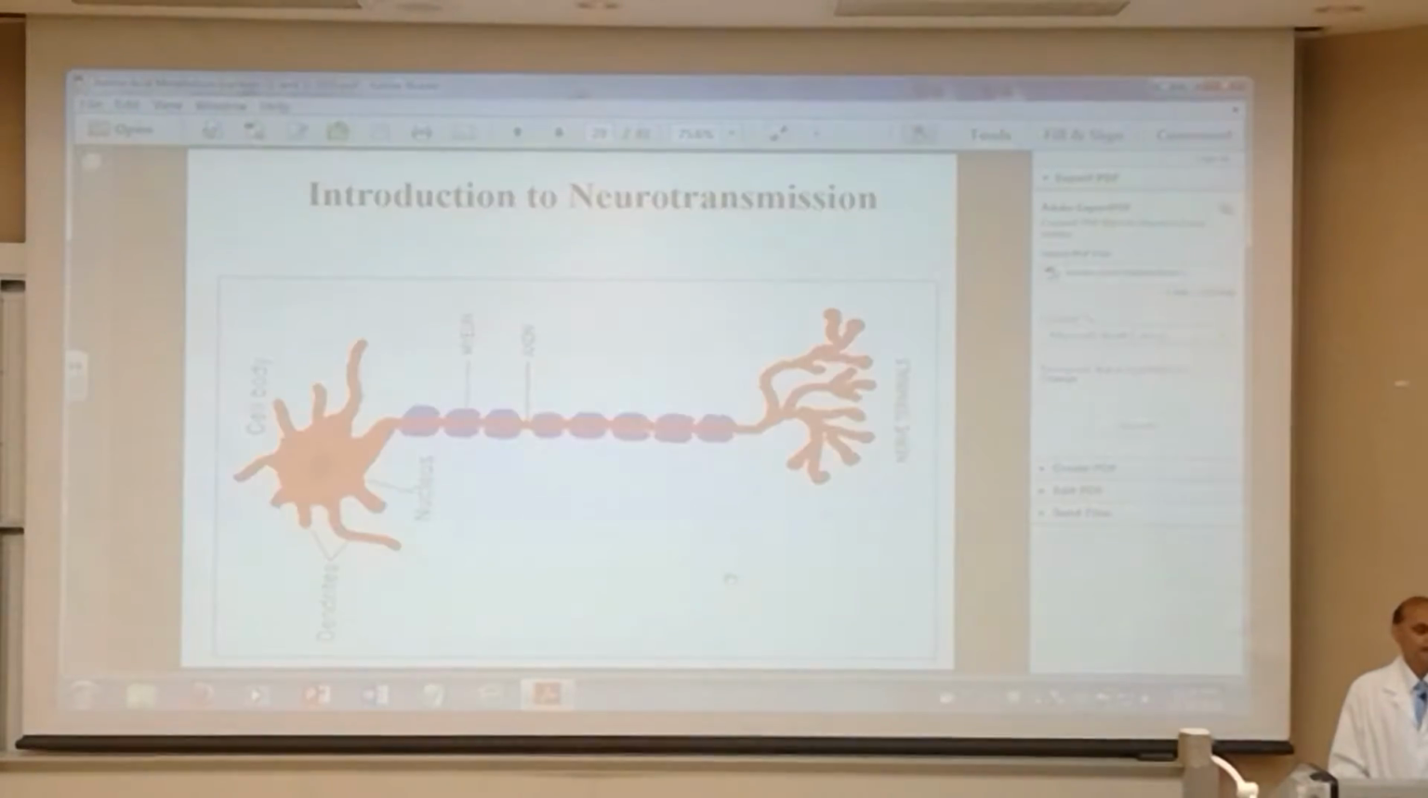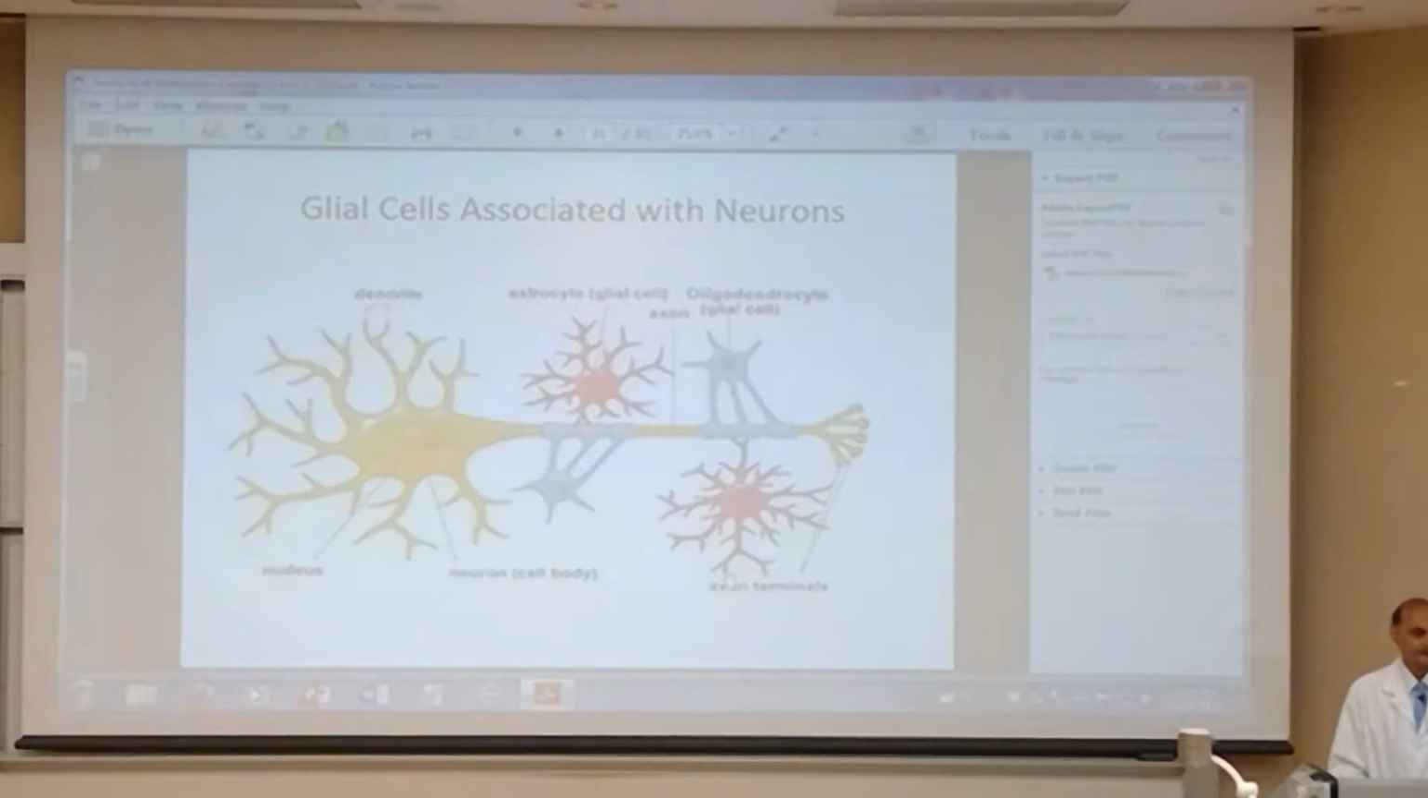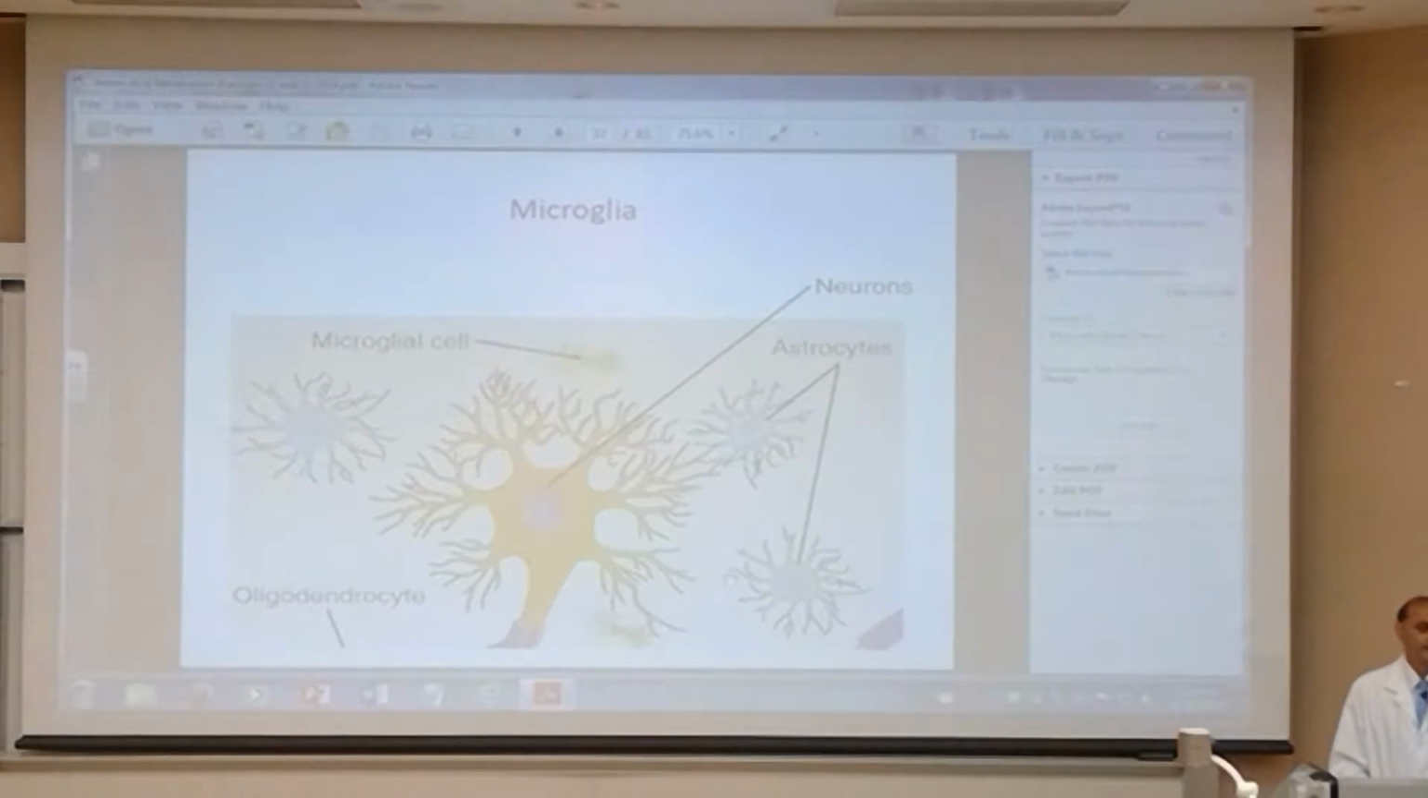Once again, this is the neuron structure, cell body, nucleus, myelin sheath that protects the axon, and the myelin, if it is not produced in proper quantities, it can lead to clinical conditions like multiple sclerosis. Glial cells, the three glial cells that we talked about: microglia, oligodendrocyte, and then astrocytes. You really have to know the functions of it.